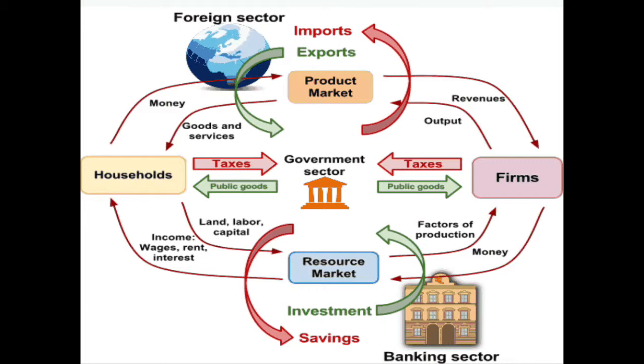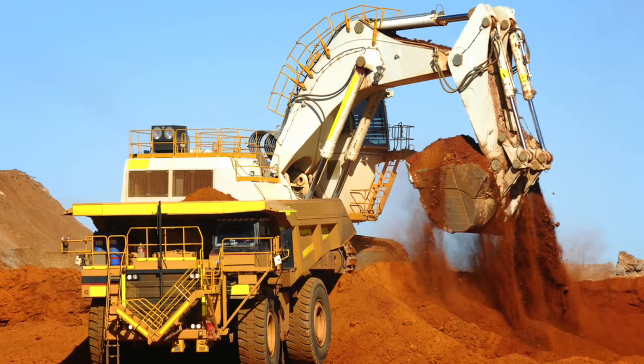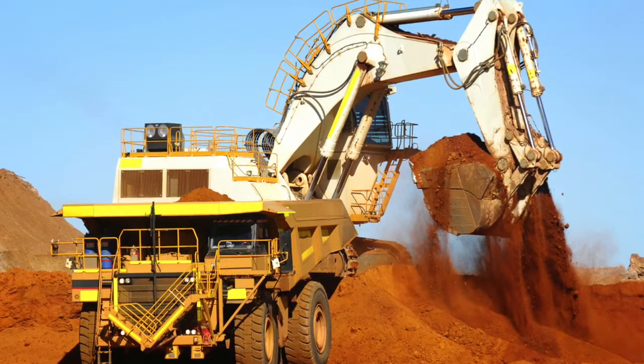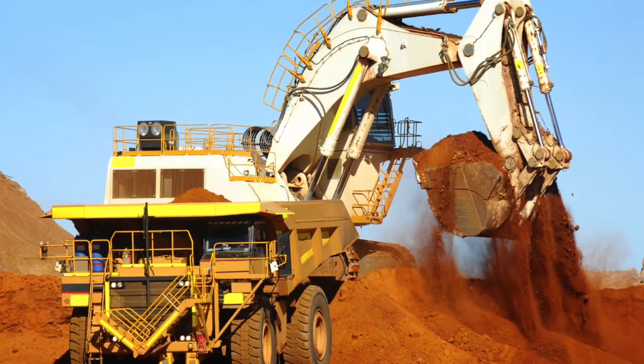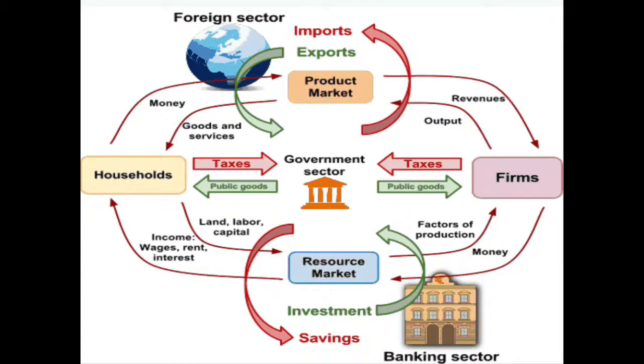The next piece of the circular flowchart is the resource market. The resource market supplies businesses the resources they need in order to produce goods and services. Common resources include labor, capital, land, natural resources, and entrepreneurship. The resource market gives factors of production to firms while getting money from them. It also gets land, labor, and capital from households while giving the households wages.